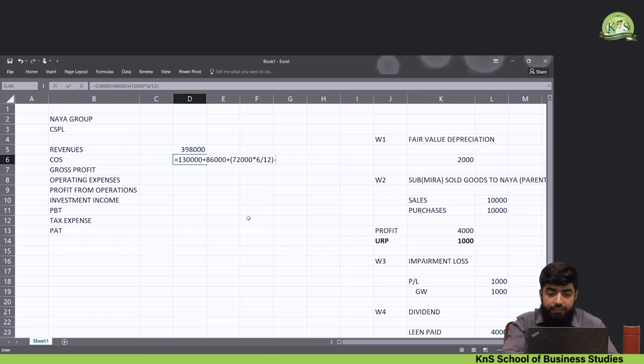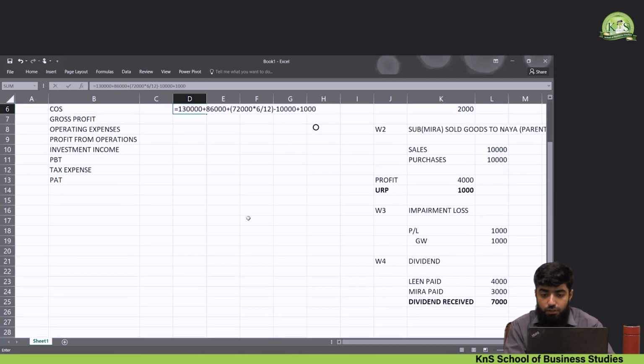Yes, first we need to eliminate the intra purchases, so we deduct that 10,000 from the cost of sales. Second thing is the adjustment of URP. Don't forget the URP, unrealized profit, is 1,000, and we all know that to eliminate the unrealized profit, we need to increase the cost of goods sold, because there is an inverse relation between the merchandise ending inventory and cost of sales. That URP will be eliminated from the inventory of the parent company, and if you want to reduce the inventory of the parent company, we need to increase the cost of sales, that is increased by 1,000.